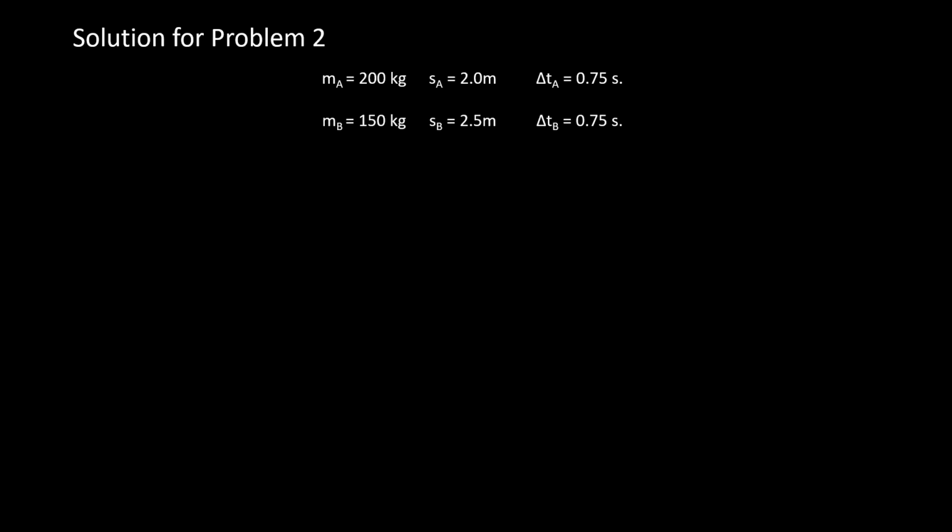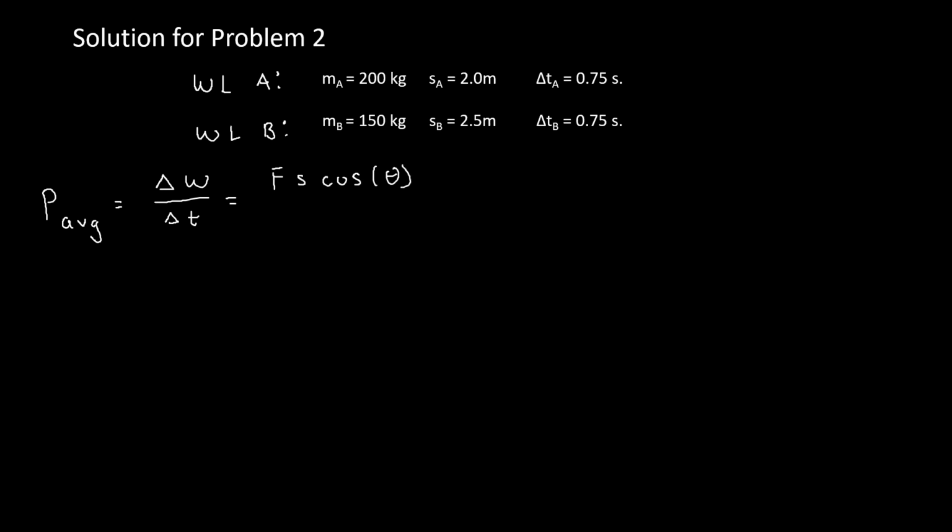To save some time, I already wrote down our givens. So this is weightlifter A, and I'll denote weightlifter as WL, and this is weightlifter B. So what we've learned is that the average power is equal to the work divided by the time. And from this unit, we've learned that work is equal to the force times the displacement times the cosine of the angle between the force vector and the displacement vector. And this is all going to be divided by delta t.